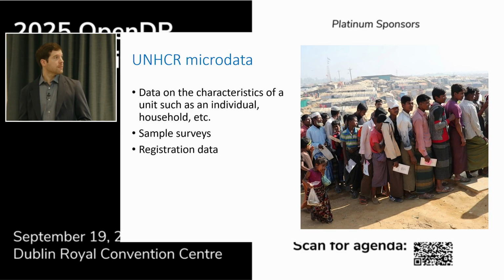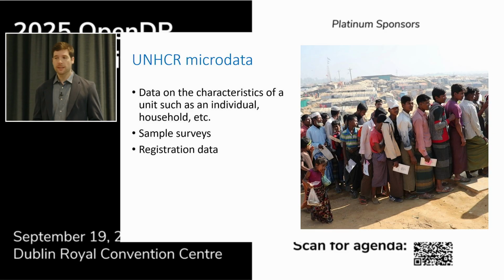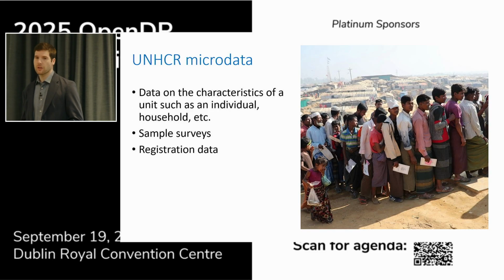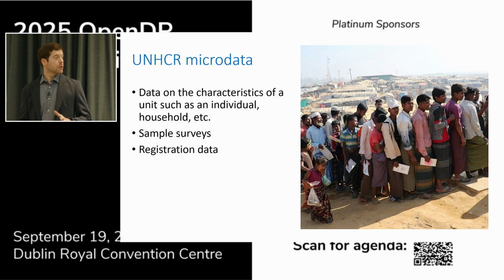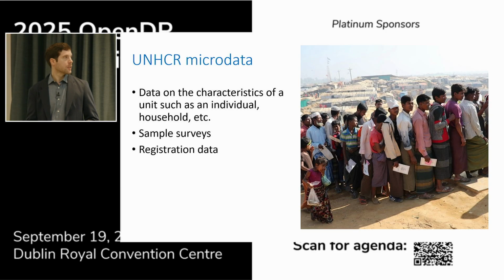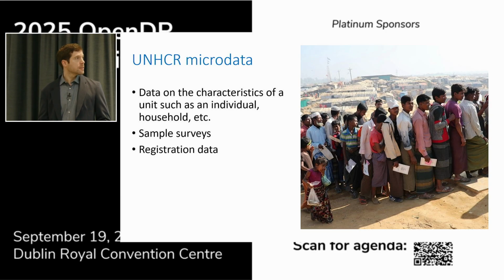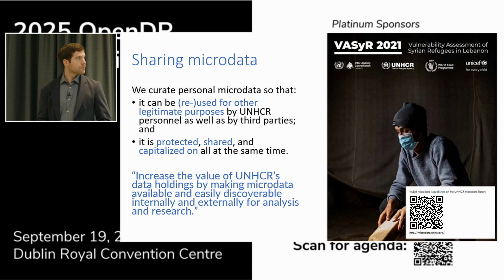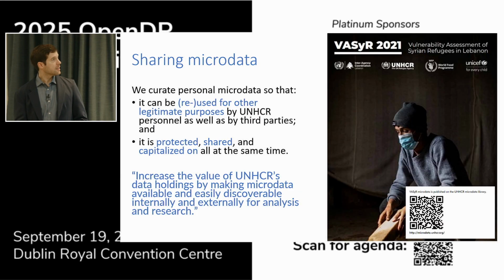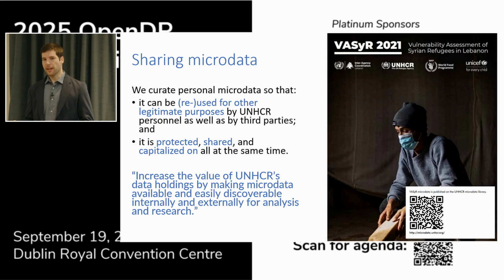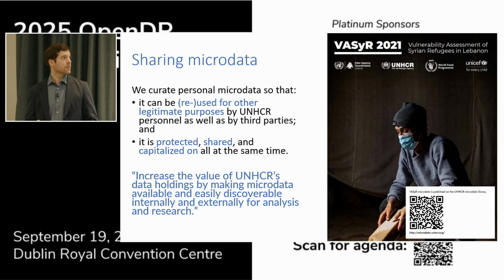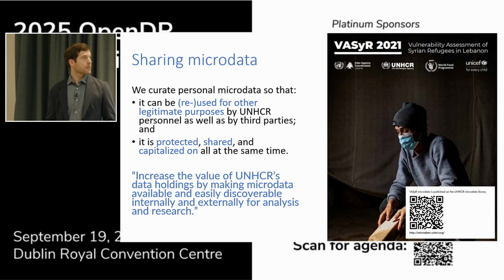And then we also have a very particular kind of microdata, is registration data, which basically is a census of all refugees around the world for each country. And we keep this big database to reach out to the refugees to provide to them assistance. So the idea is to make these data sets available, both internally and externally. So we prepare this microdata, we make sure that it can be safely shared with third parties.